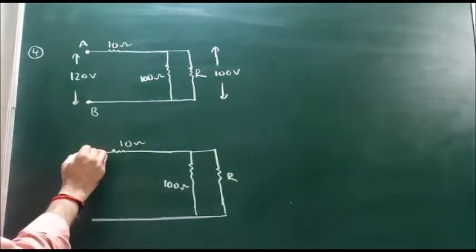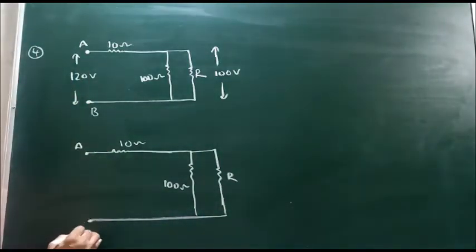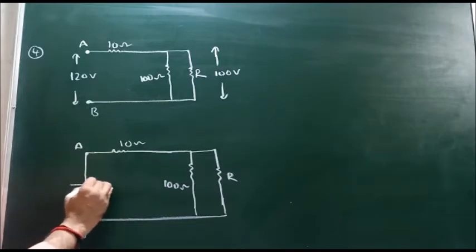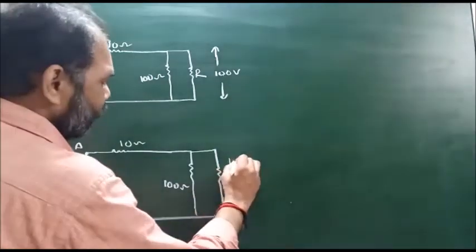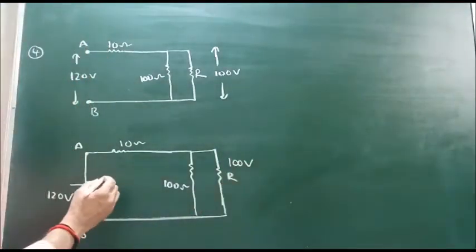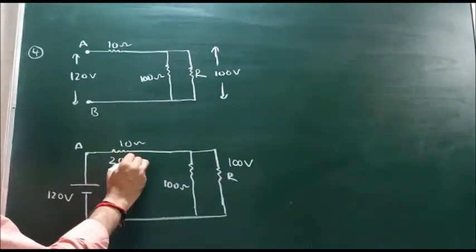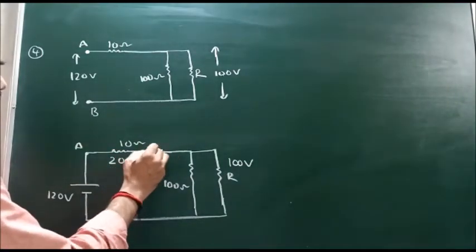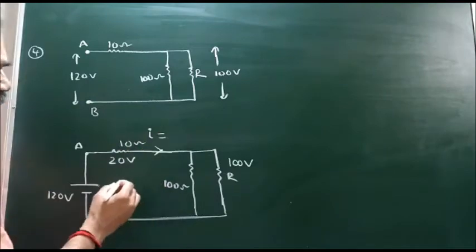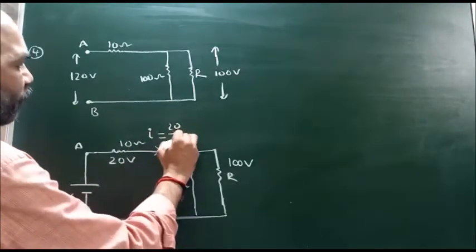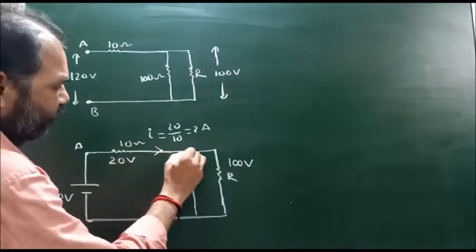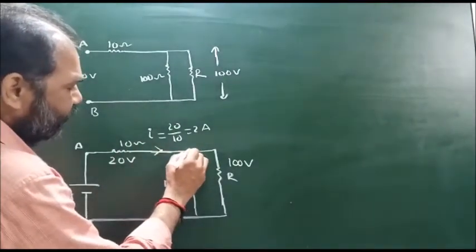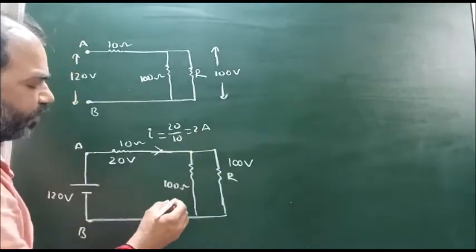In this case, between the two terminals A and B, we applied a potential difference of 120 volts. That's why we apply a battery of potential difference 120 volts between A and B. Given the potential difference on R is 100 volts, the potential difference on the 10 ohms becomes 20 volts. That's why the current passing through this 10 ohms is I equal to 20/10, that is 2 amperes. That means through this 10 ohms, 2 amperes current will travel like this. When this current reaches this point, it is divided into two parts.